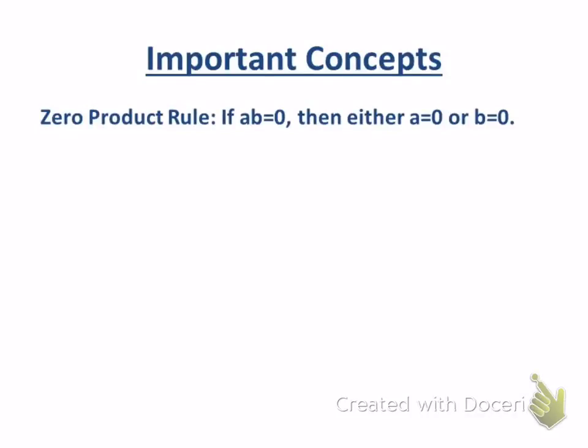The foundation of this lesson is that if A times B equals 0, then either A has to be 0 or B has to be 0. A has to be 0 or B has to be 0. This is a foundational property of solving equations. We want to use it all the way up.